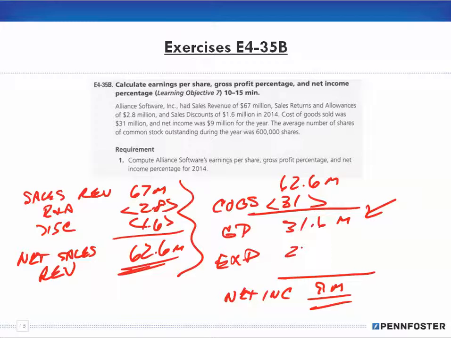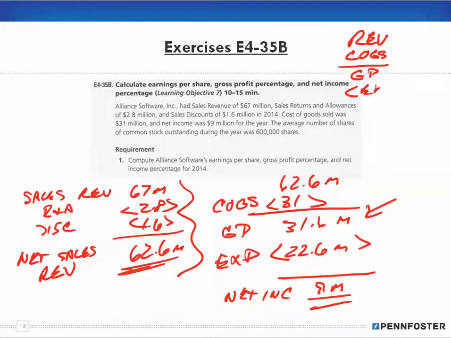That's 22.6 million of expenses that I had. Notice how I understand the concept of having revenues less cost of goods sold gives me a gross profit. I take out expenses, and that gives me my profit or loss. I mean, that's the concept.